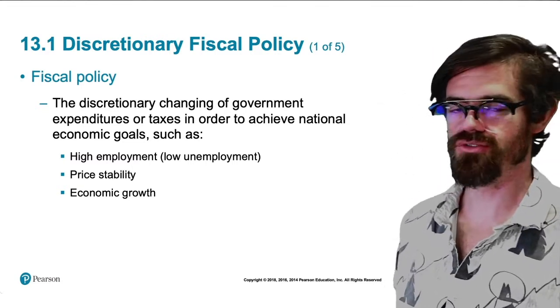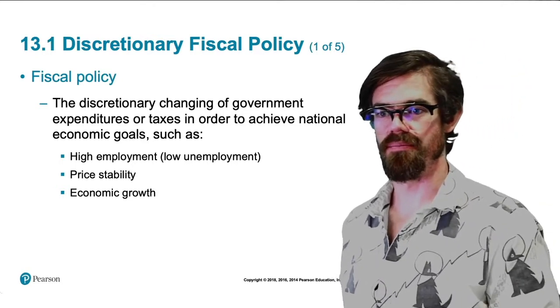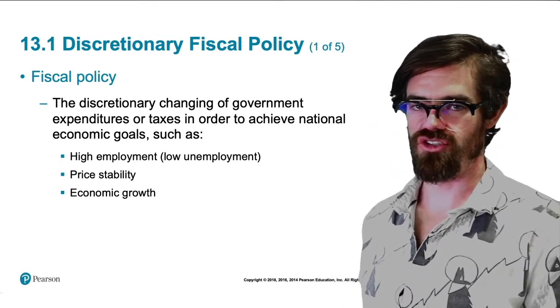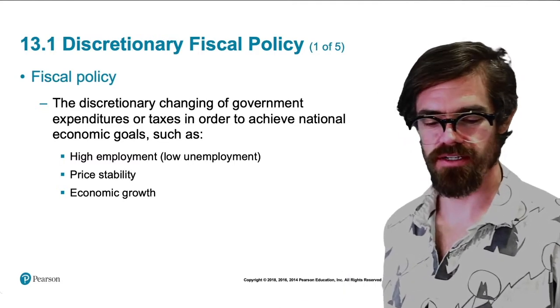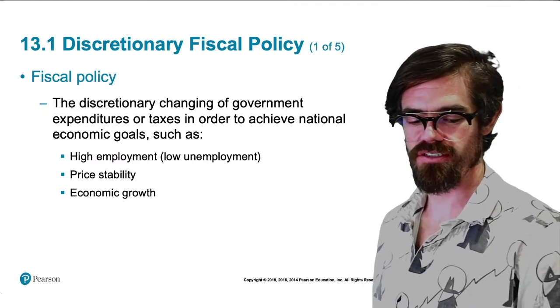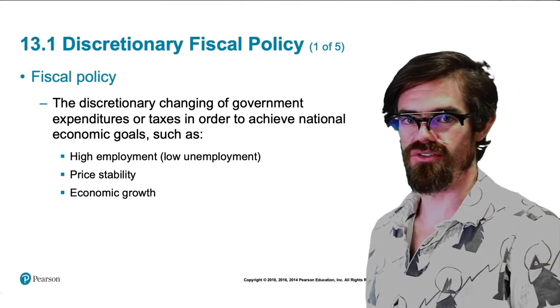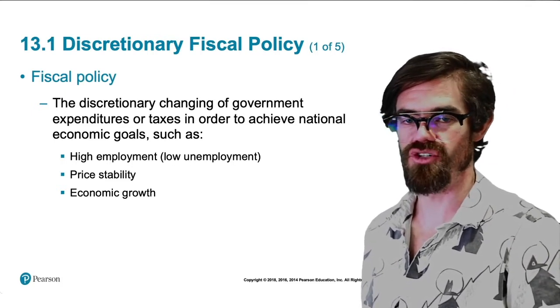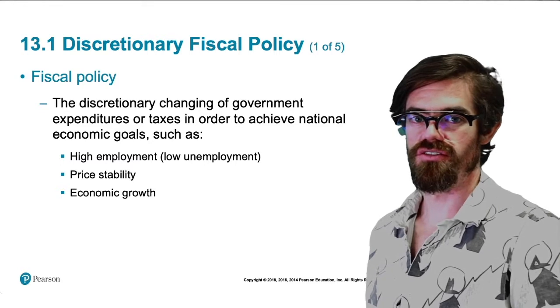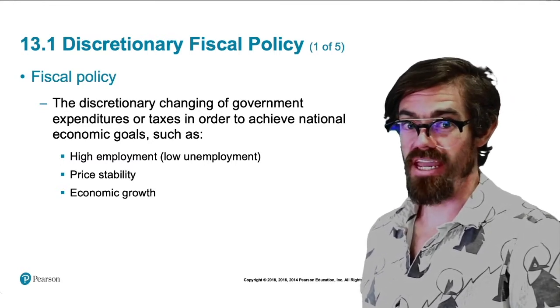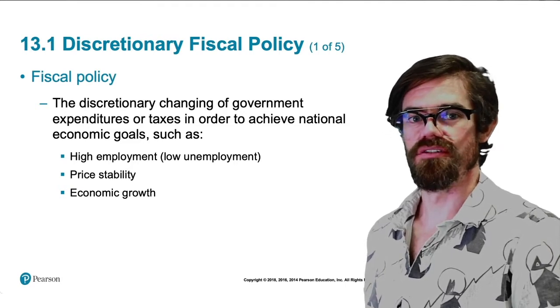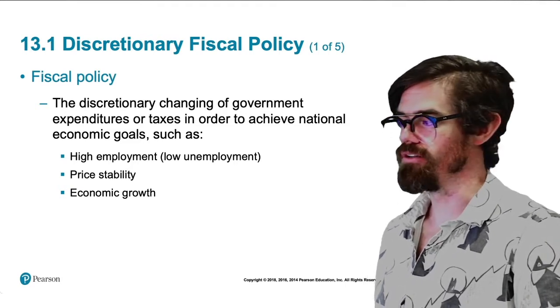Okay, so discretionary, by the way, just means the government has a choice in changing those things. It's at their discretion, right? There are some things in the federal budget that are non-discretionary. The government doesn't really have a choice in changing those things without some major overhauls to tax law and spending law.